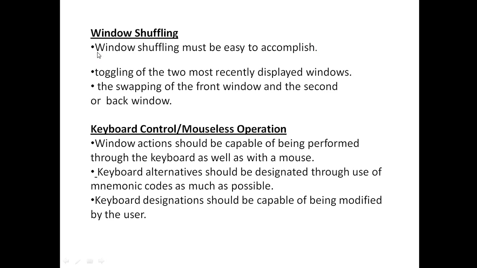The next one is window shuffling. Window shuffling must be easy to accomplish. For this window shuffling, we are using two approaches. One is a toggle of the two most recently displayed windows. And the second option is that you need to permit the end user to perform this rapid window shuffling, or swap the front window and the second window, or back window, so that window shuffling can take place quickly.